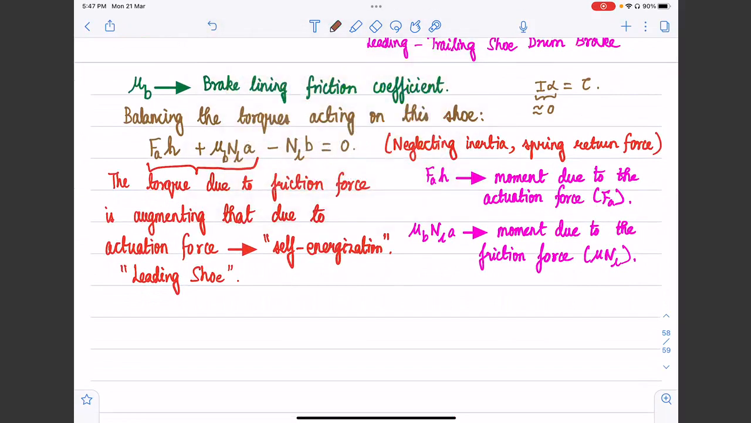Just to complete this derivation, we can immediately see from the above expression that the normal load, the lumped normal load. So once again, we are doing a lumped analysis.